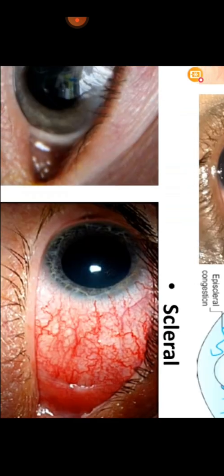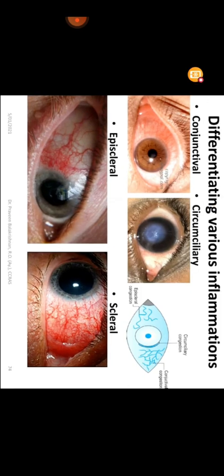How you differentiate between conjunctivitis and scleral inflammation is that in conjunctivitis the vessels are always branching. You can see it's a branching one. While in a scleral or episcleral condition, you can see the blood vessels moving towards the limbus. In this one you cannot see that. So this is how you differentiate between conjunctivitis and episcleral or scleral inflammation.